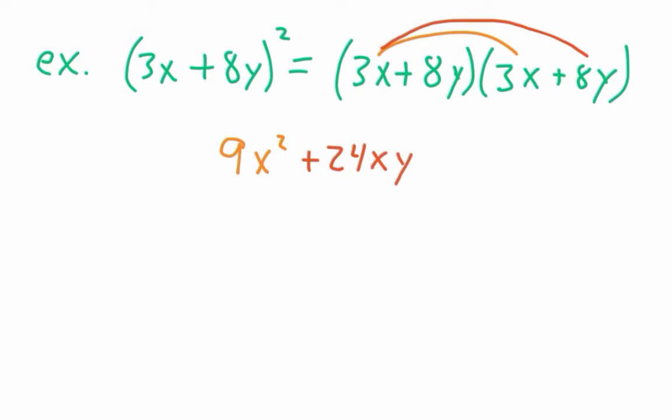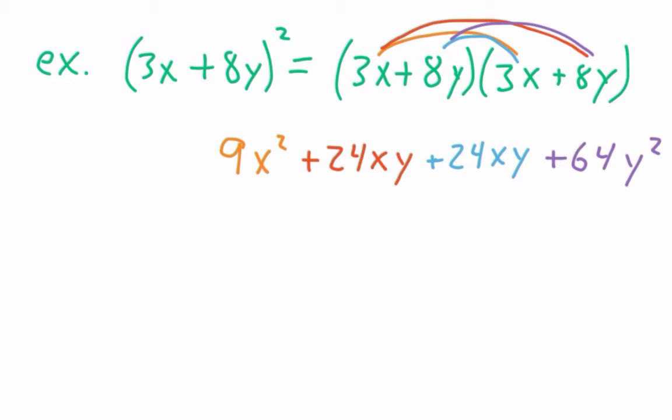24xy. Then we could do the inside, so the inside will be 8y times 3x, so 8 times 3 is plus 24. And then we still write it alphabetically, so it'll be xy, even though in your head maybe you came up with y times x. And then the very last clump is going to be, last times last, 8y times 8y is plus 64y squared. Everybody see where those came from?